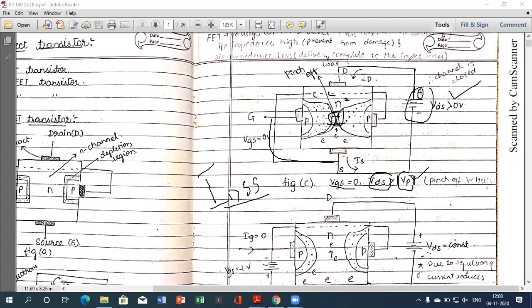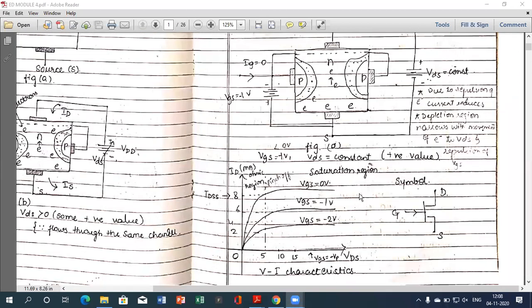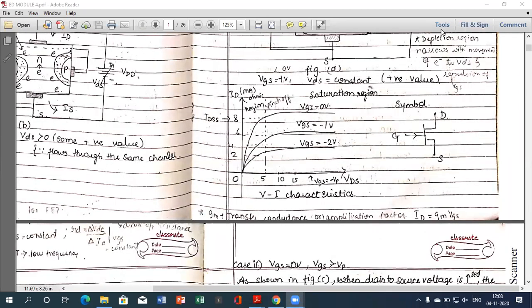So that I will show you in the characteristics. So I will show here in the characteristics, which is shown here. So this is the condition I'm going to discuss. This is the gate to source voltage at 0 volts. Okay, and here this is the VDS, and this is the drain current. So now what happens here?